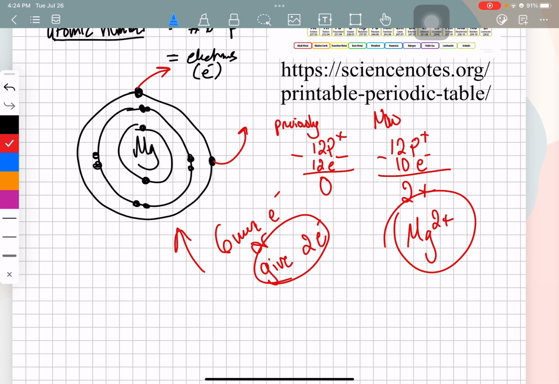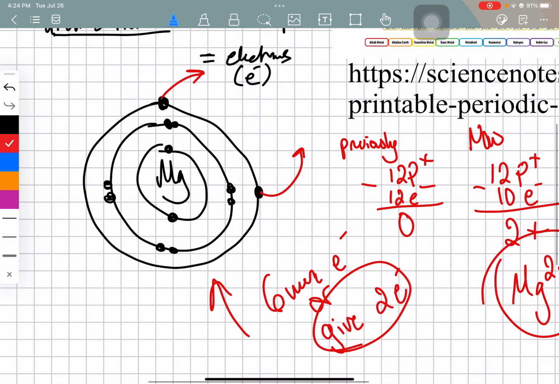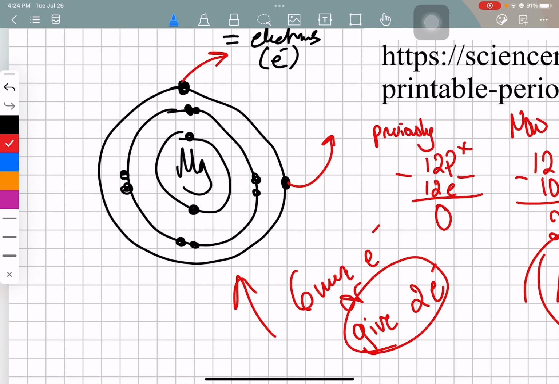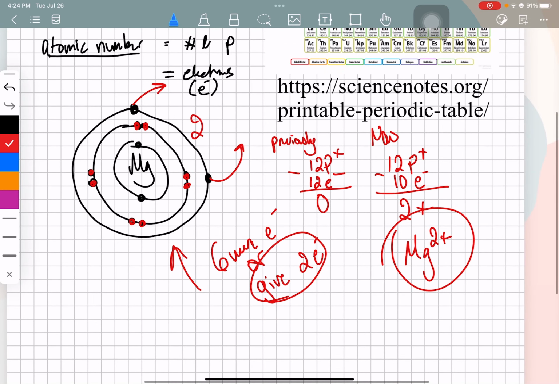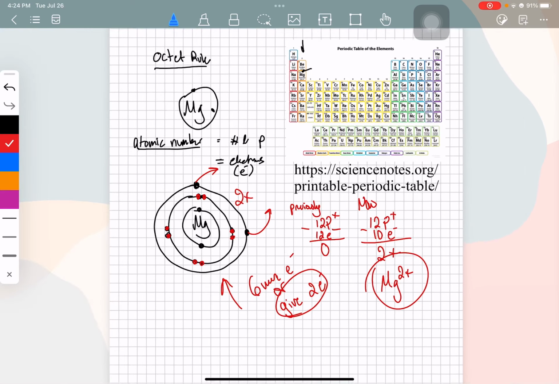Why? Because the element wants to achieve an octet. An octet is having 8 valence electrons, 8 electrons in its outermost shell. So here we have 1, 2, 3, 4, 5, 6, 7, 8. That's an octet in the outermost shell. It has to do this by giving out 2 of its electrons. And you could apply this to any of the elements here.